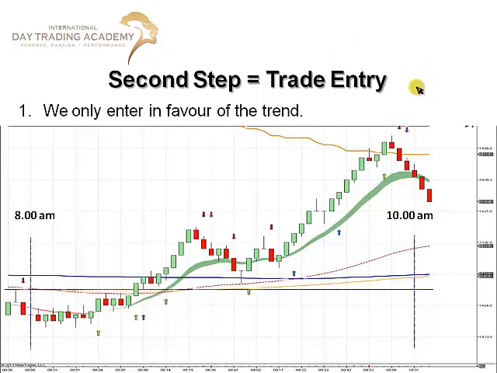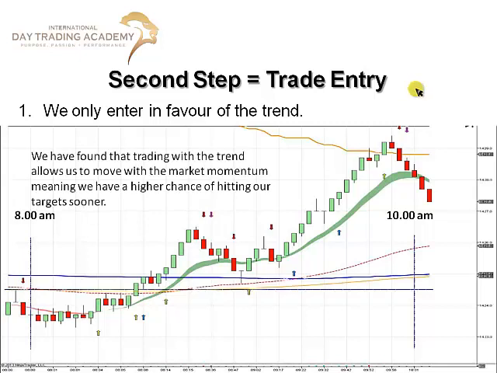Point number 1, we only enter in favor of the trend because we always want to be trading a market in the direction it is most likely to move in. Why? We're more likely to move through our profit targets faster. A key point I want to raise about the MDI is on the screen for you there. We've found that trading with the trend allows us to move with the overall market momentum, meaning that we have a higher chance of hitting our targets and we have a higher chance of hitting them sooner.